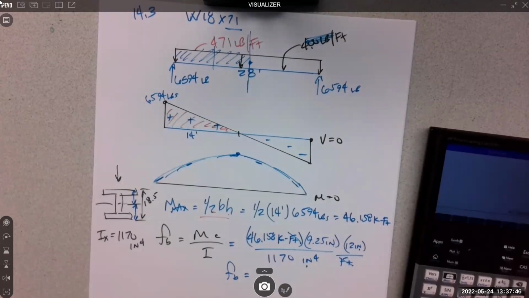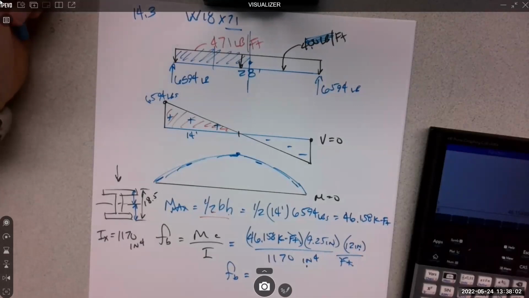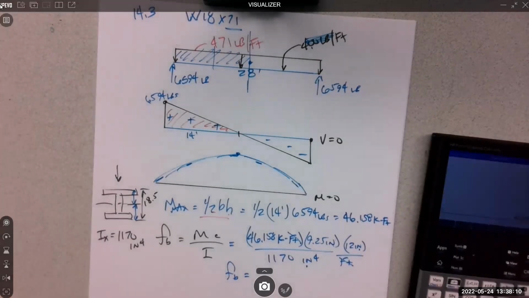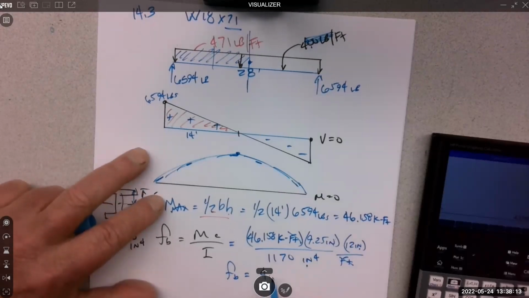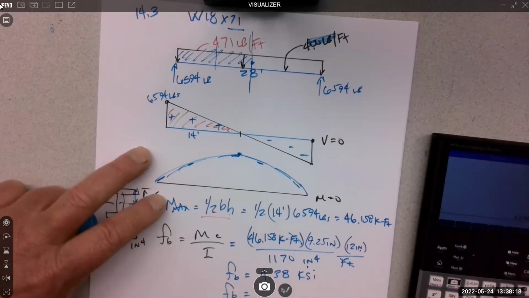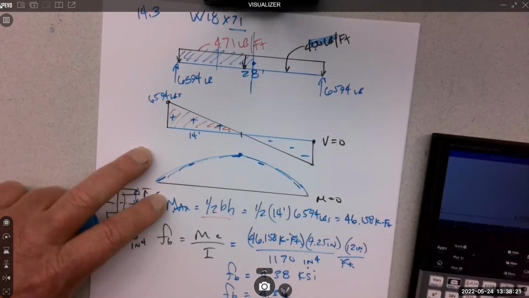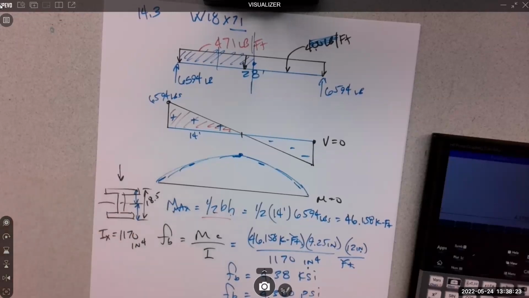Really important, because when you get out there and start working with some tables other than the book, those units can come to you in KSI, PSI, newtons per meter, all kinds of crazy units. So you just have to really be careful. I get 4.379, 4.38 KSI, which is the same as 4,380 PSI.